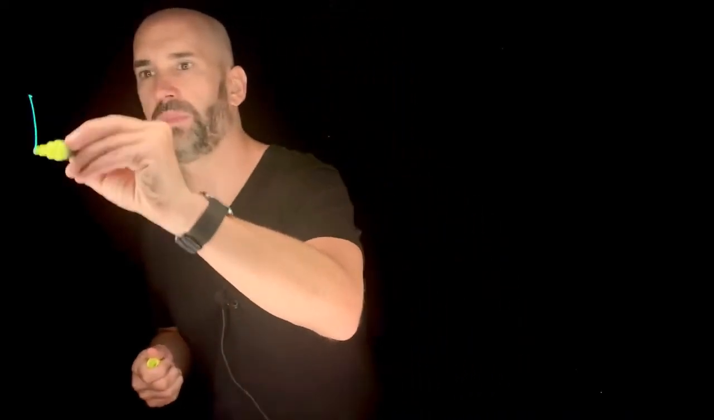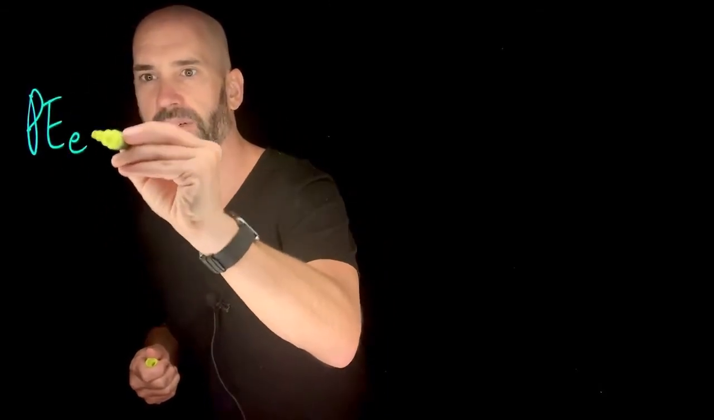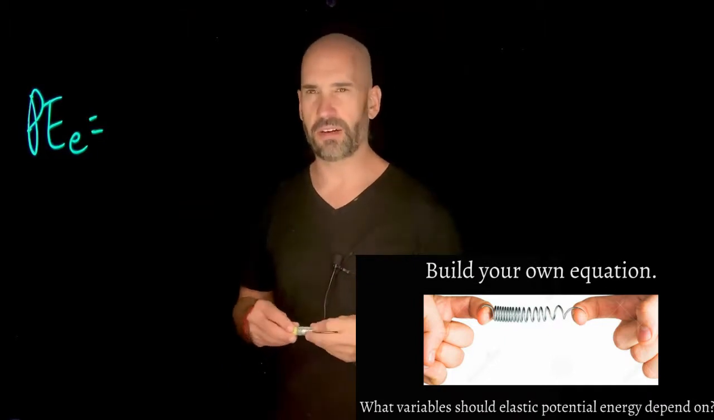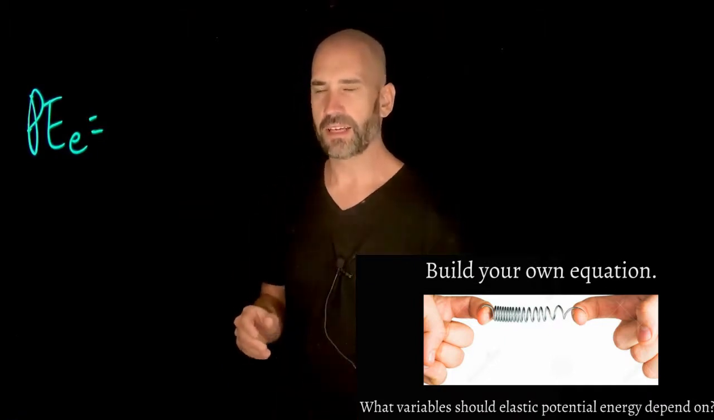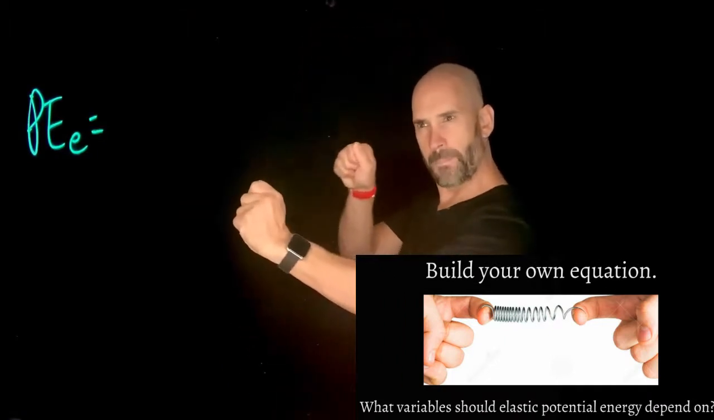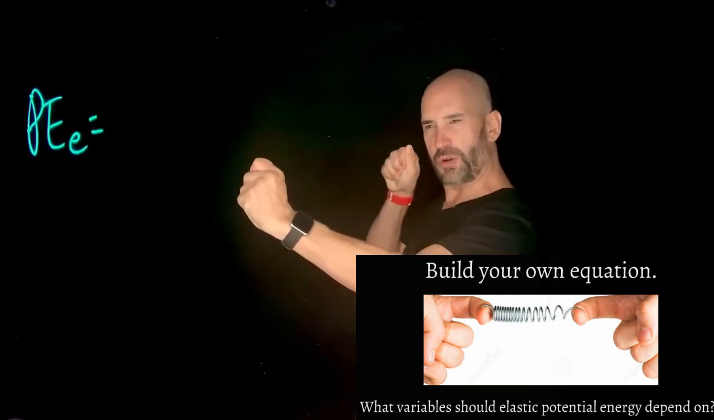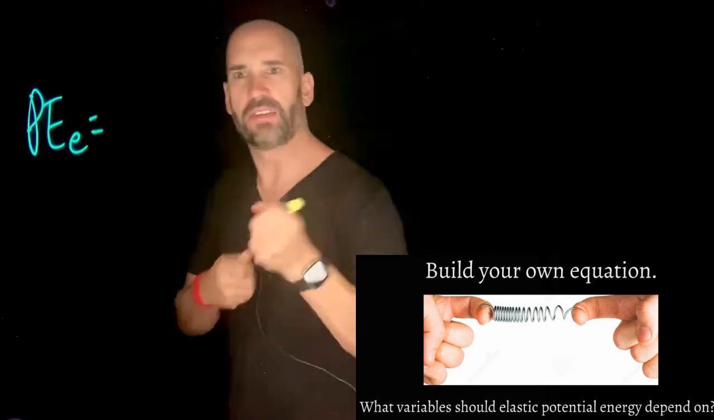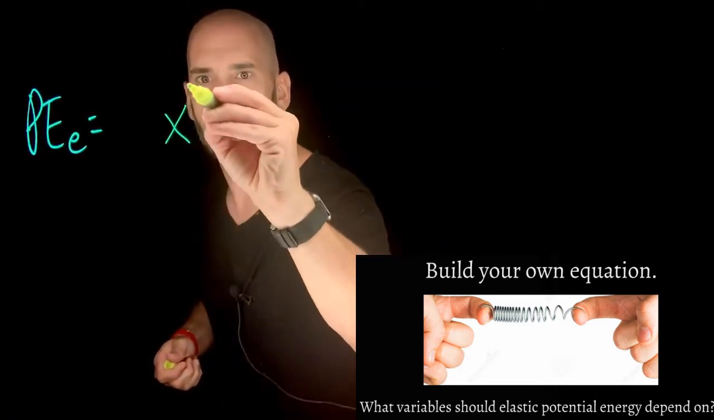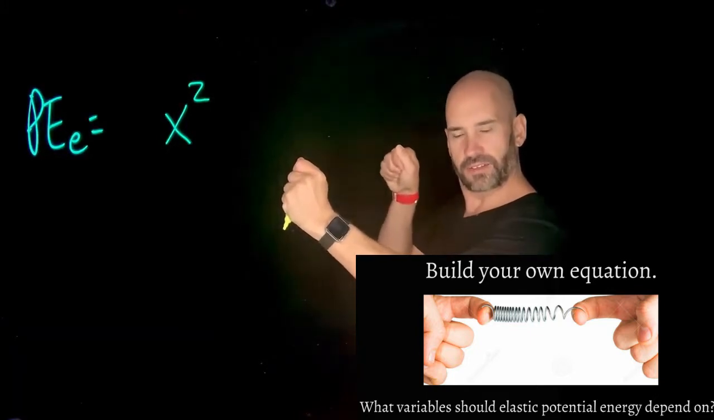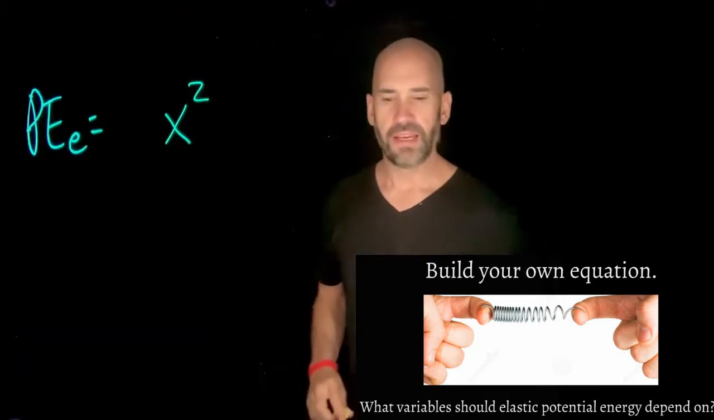So I'm going to call it PE sub E for elastic potential energy. And remind me again, what should elastic potential energy depend on? Well, let's think about it. Just imagine a slingshot. You're going to have more potential energy the farther you stretch it. And so it turns out that the amount that you stretch it, x squared, is proportional to the amount of potential energy that is stored in that slingshot.